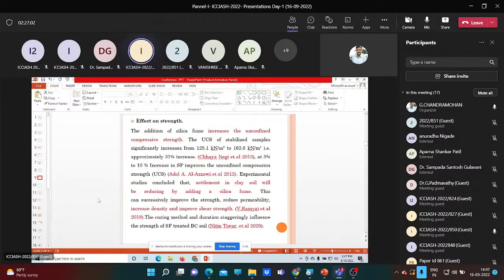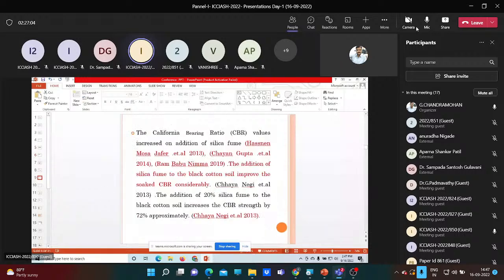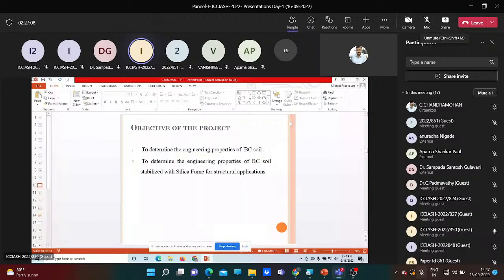So directly going to the objective of the project: to determine the engineering properties of the BC soil. First, I determined the engineering properties of the BC soil. Next, the engineering properties of the BC soil stabilized with silica fume for structural applications.